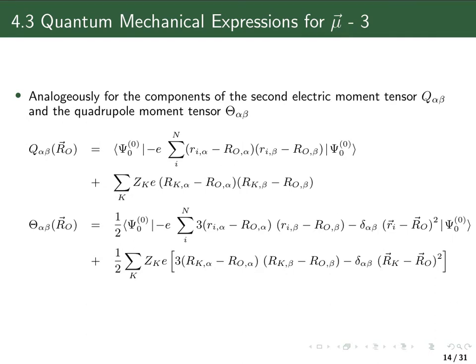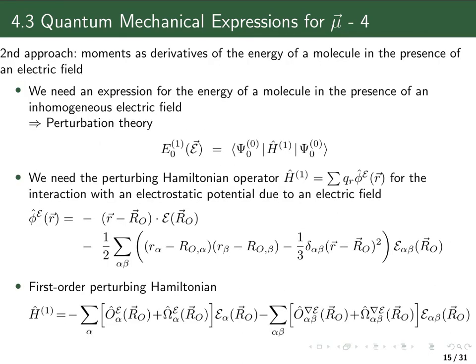So far, so good. Now let's look at the second approach. The second approach was that we also had expressions for the moments as first derivatives of the energy of a molecule in the presence of an electric field. And now we will look at the permanent moments. In the following chapter, it becomes clear what the difference is, but the permanent moments mean we will look at these derivatives evaluated at zero field strength.